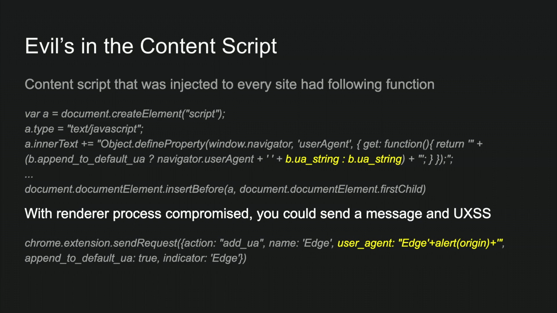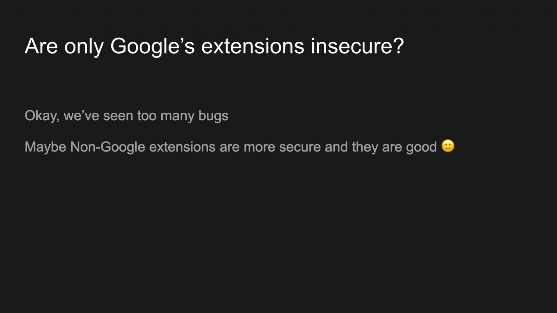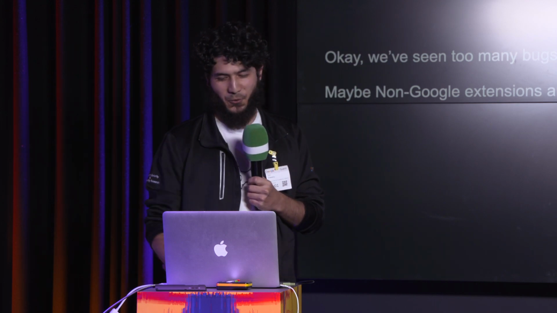So sometimes this could happen. You can send a message to the extension process. There is no bug there, but they might use some data that is passed to a content script that is injected into every process, and you can do UXSS. Oh, it was $5,000. So maybe Google extensions are the only insecure extensions, right? Maybe Google employees only write insecure code.